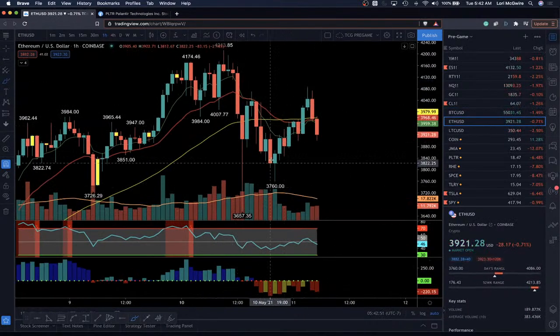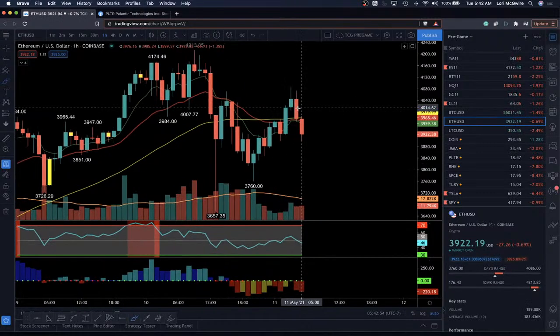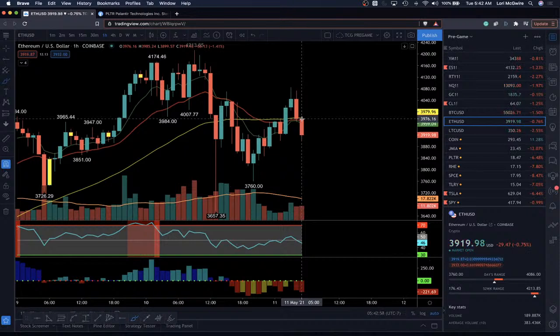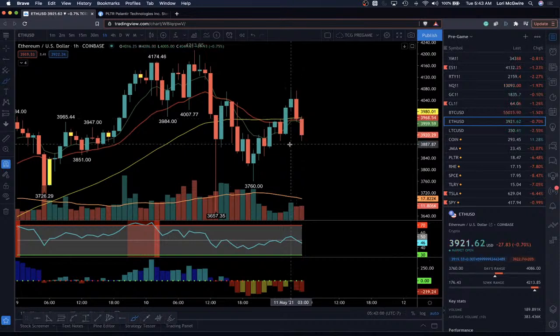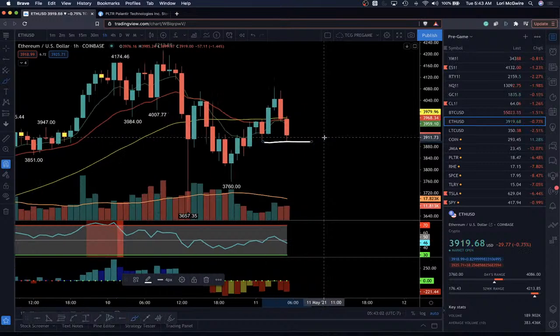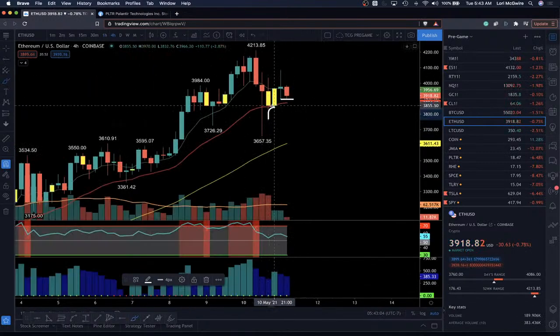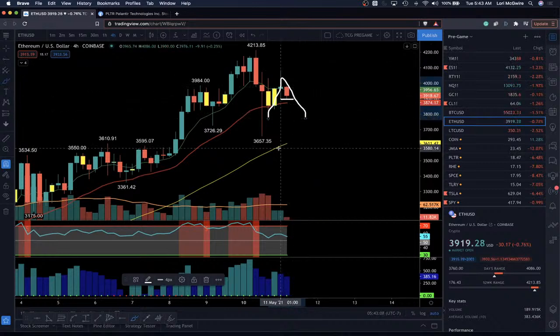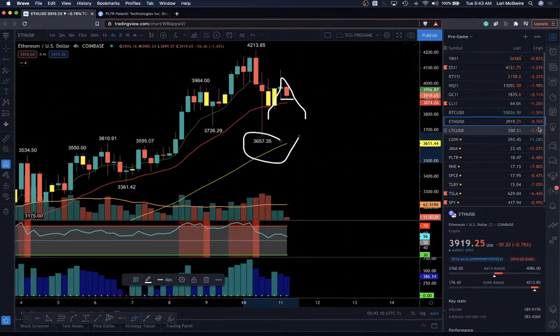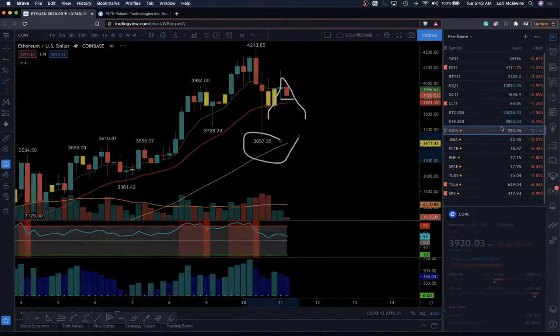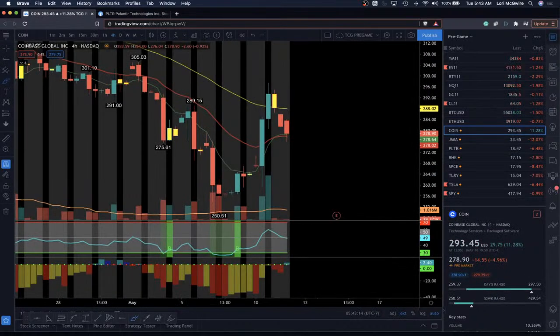ETH had this wonderful bounce up. On the hourly, we are double bottoming here, 38.99. We have a double bottom on the hourly. We need to hold that level. On the 4 hour, that lower high is set. Now we need to get that higher low relative to 36.57. I'm going to skip Litecoin today because I'm a little far behind.